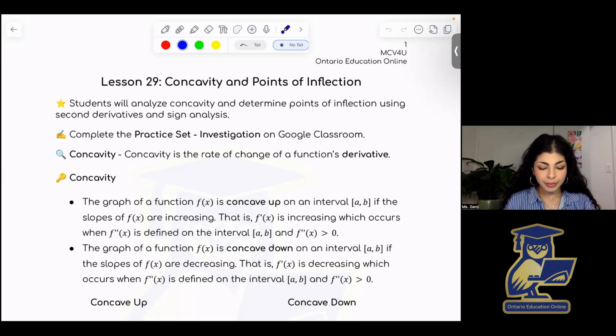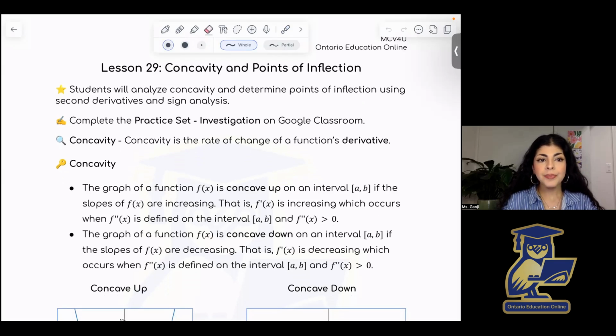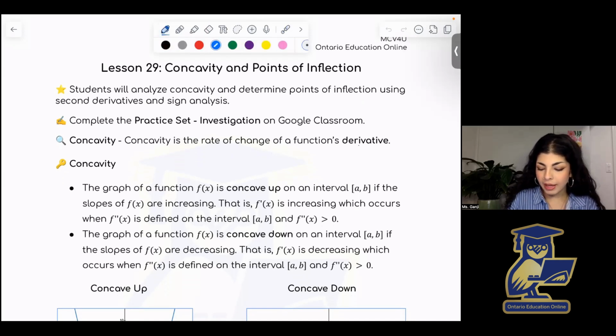So now that you've done the practice set, let's introduce what concavity is. Concavity is the rate of change of a function's derivative. Remember, the derivative is f prime of x. And now we're going to see the rate of change of that, which is actually f double prime of x, or the second derivative.